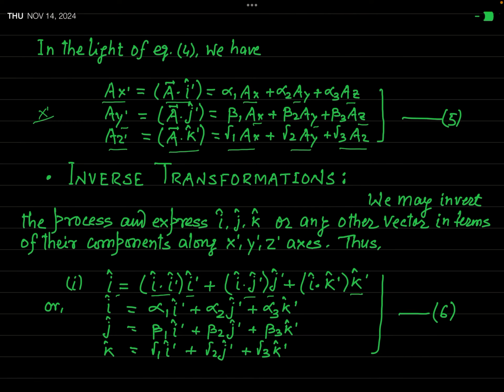And similarly, I will be written as alpha 1 I dashed plus alpha 2 J dashed plus alpha 3 K dashed. J will be equal to beta 1 I dashed plus beta 2 J dashed plus beta 3 K dashed. And K will be equal to gamma 1 I dashed plus gamma 2 J dashed plus gamma 3 K dashed. In a similar manner, we can obtain these inverse relations.